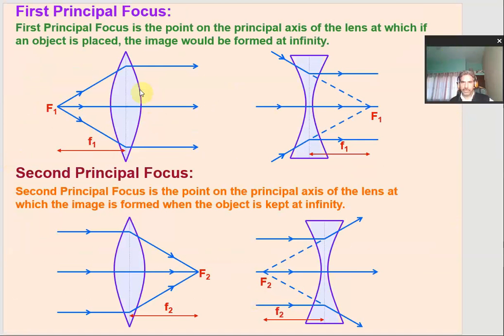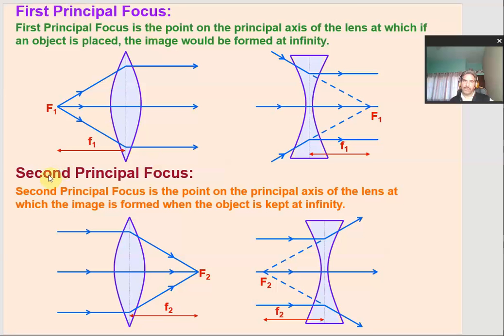Here we have some important conclusions or results to remember. What is the first principal focus? The first principal focus is the point on the principal axis of the lens, whether it is a convex lens or a concave lens, at which if an object is placed, then its image would be formed at infinity. So that point on the principal axis where, if an object is placed, the final image is formed at infinity, is called the first principal focus.